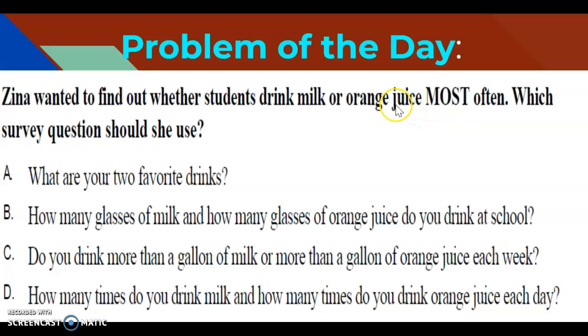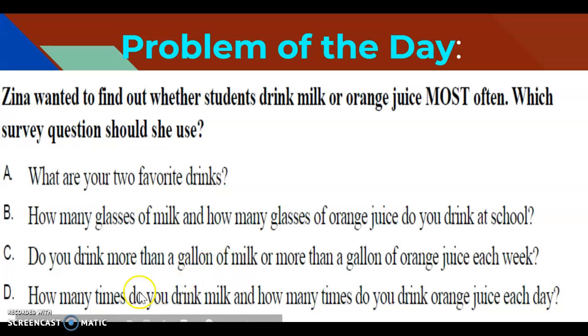So when you say most often, she really means how many times do the students actually go and drink the milk? How many times do they go and drink the orange juice? Not how much do they drink, but how many times do they go and do it? And this one is just talking about, do you drink more than a gallon of milk or more than a gallon of orange juice? That's not going to tell us how often they actually drink it, because a person could drink an entire gallon of one of these just one time.